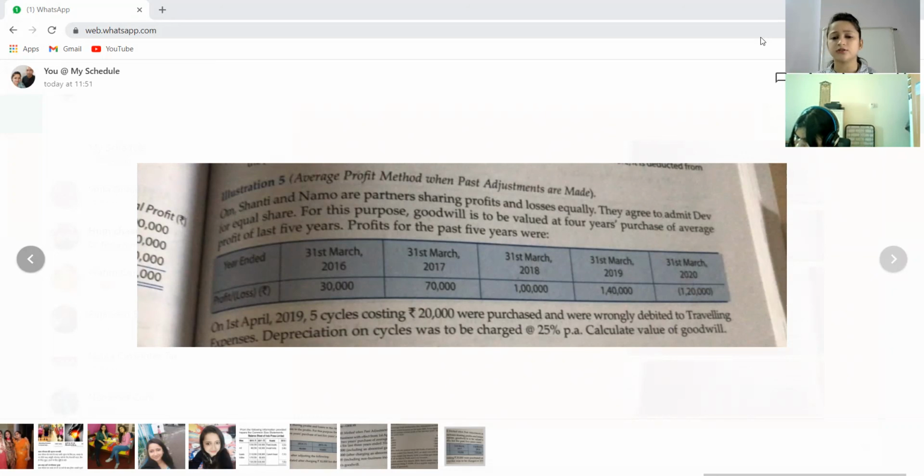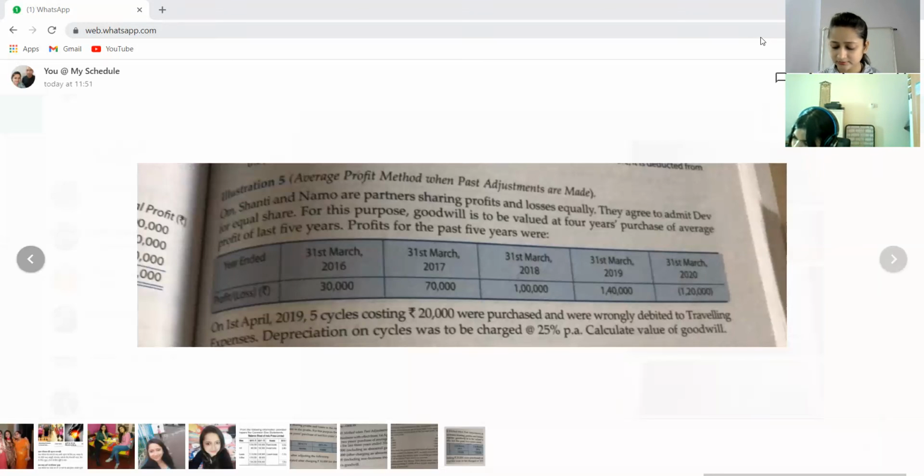25% of 20,000, that is 20,000 into 25%. This is 5,000. So subtract 5,000 from 31st March 2020. Now there are only this many mistakes, this many adjustments. So now you have to find the correct profit. So 2016 is 30,000 only, and 2017 is 70,000.